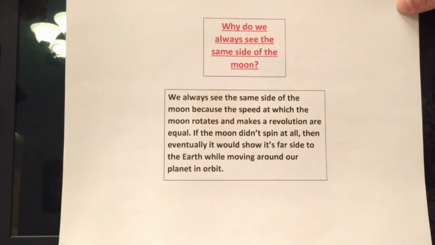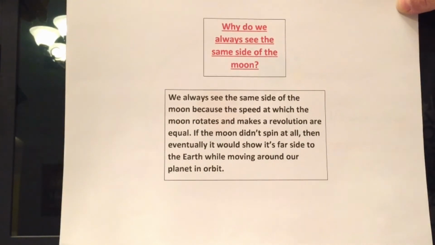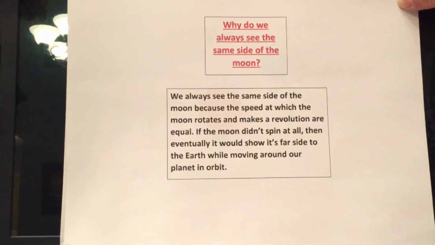And our last question for today's video is, why do we always see the same side of the moon? Well, we always see the same side of the moon because the speed at which the moon rotates and makes a revolution are equal. If the moon didn't spin at all, then eventually it would show its far side to the earth while moving around our planet in orbit.